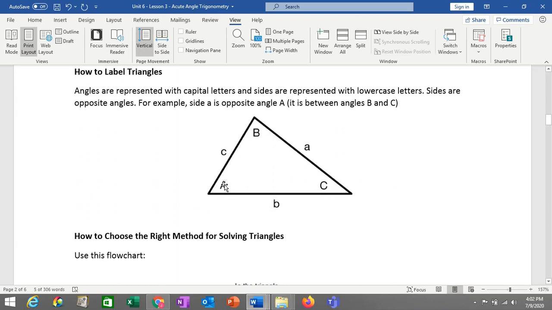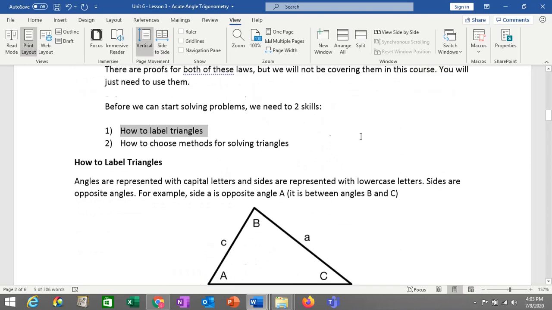If this is angle A and this is angle B, then the side here is going to be the one letter that you don't see on this side, right? So there are 3 letters. There's A, there's B, there's C. On this side, you have A and you have B. What's missing is C, so you put that in there. Okay? So that's labeling triangles.